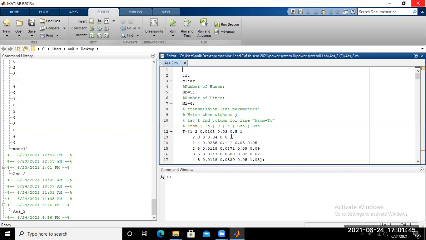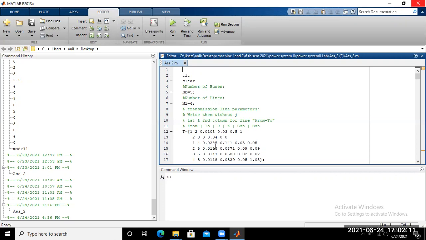Okay, 0.5 conductance and susceptance is 1. Next is the from bus number 2 to bus number 3 parameters. For bus 2 to bus 3, the resistance value is 0 and the reactance value is 0.04, and the remaining two are also 0.